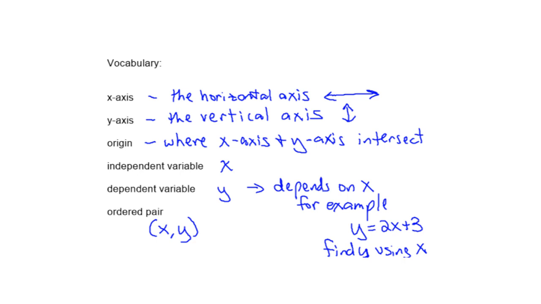All right, so just a little bit of vocabulary here. The horizontal axis is the x-axis. The vertical axis is the y-axis. The origin is where those two intersect, and that's the ordered pair 0, 0. The independent variable is going to be x. The dependent variable is going to be y. We'll talk about that more in the next section. And then we have our ordered pair x, y.